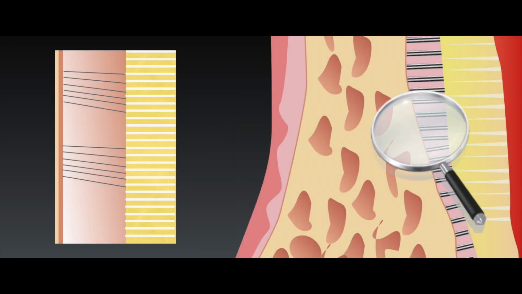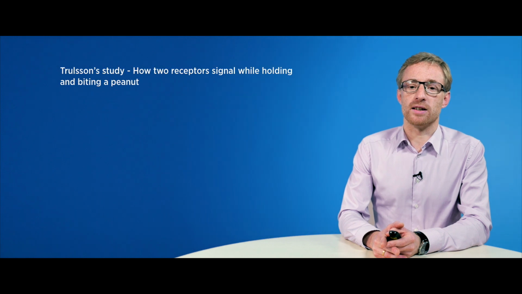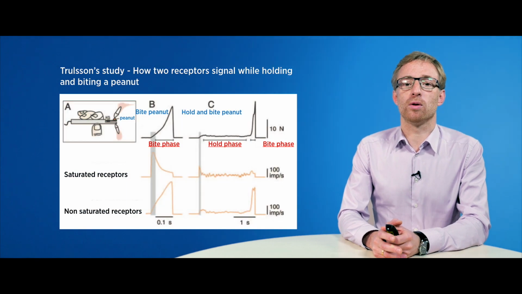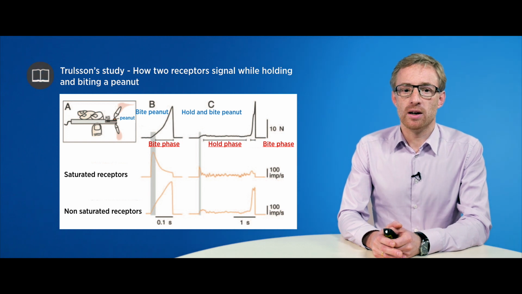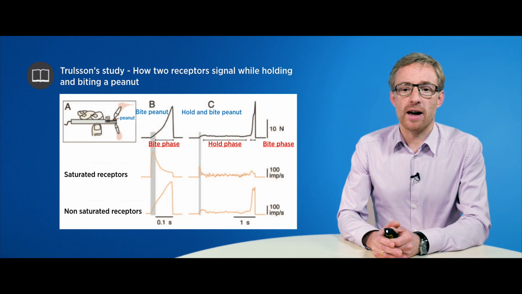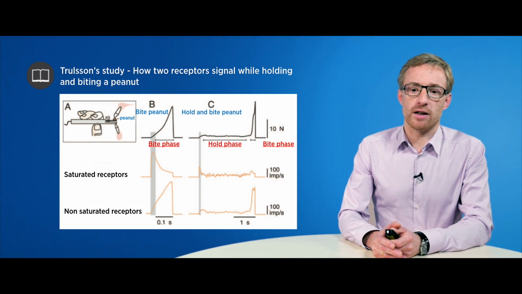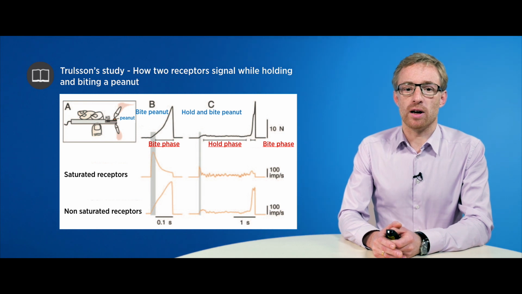If we take an even closer look at the periodontium, we will find different receptors. Two of these were studied by Trulsson et al., the saturated and the unsaturated. In one of many studies, he examined how two of the receptors signal while holding and biting through a peanut. In the bite phase, the saturated receptors trigger at maximum as soon as the biting phase started, but they got quickly saturated and stopped triggering while the non-saturated receptors follow the bite force.